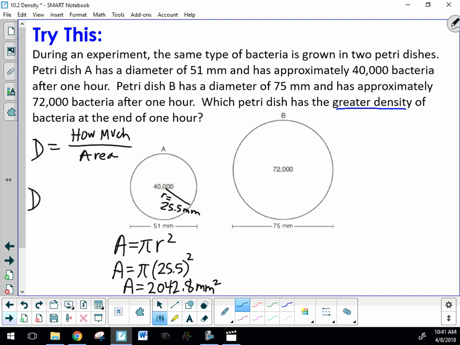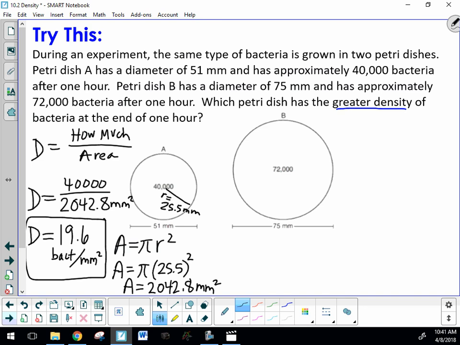So we can calculate the density for petri dish A now. We know there are 40,000 bacteria living there, and they occupy a space of 2,042.8 square millimeters. And if we calculate that density then, we get that there are 19.6 bacteria per square millimeter. So that's the density for dish A. Sometimes when we're working with two quantities and we want to compare them, we'll put a label with that variable. So this is the density of dish A. And put the little A there. That will just remind us that that one goes with A. In this case, because of the way the board is organized, you can tell that that stuff goes with A. So for dish B, we'll do the same thing.